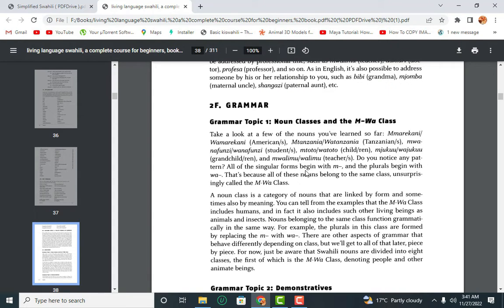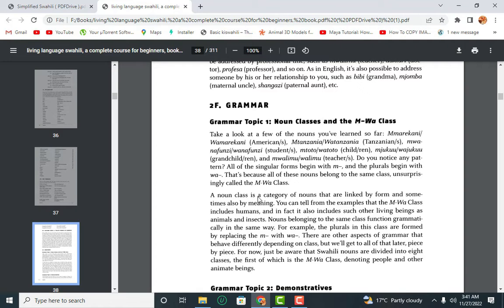All of the singular forms begin with m and the plural begins with wa. That's because all of these nouns belong to the same class, surprisingly called the mwa class. Nowadays it's called wa. I'll show you why later.